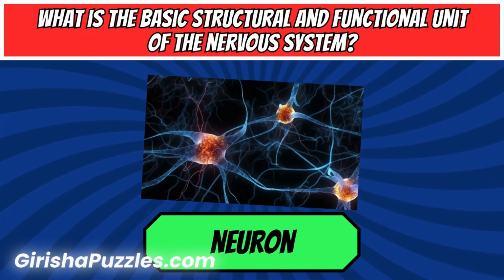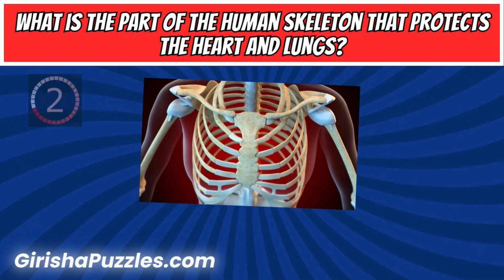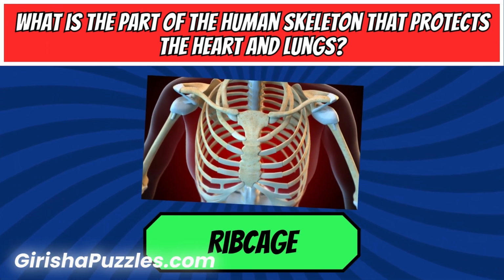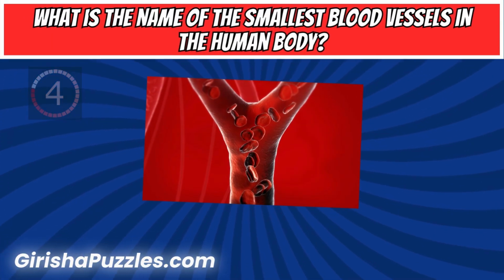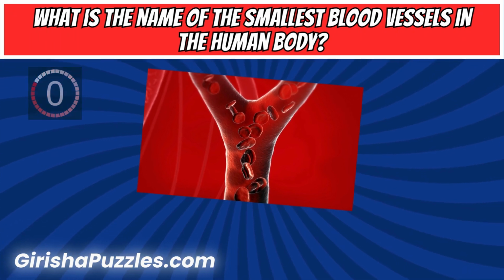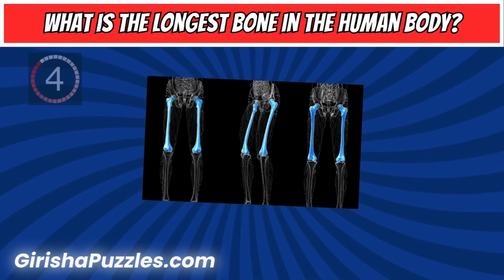Neuron. What is the part of the human skeleton that protects the heart and lungs? Rib cage. What is the name of the smallest blood vessels in the human body? Capillaries. What is the longest bone in the human body?